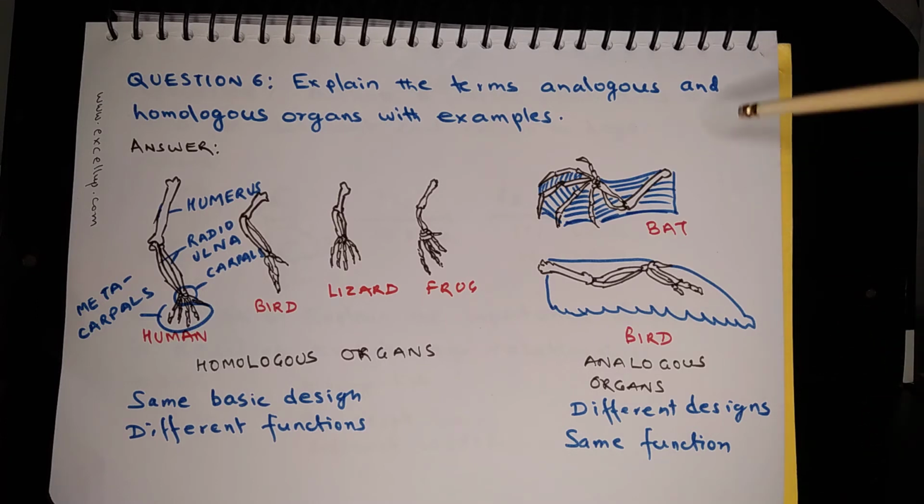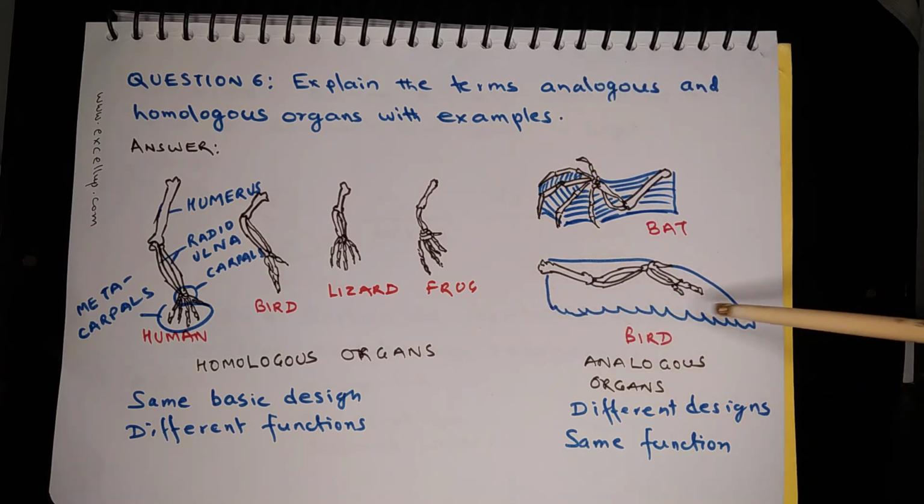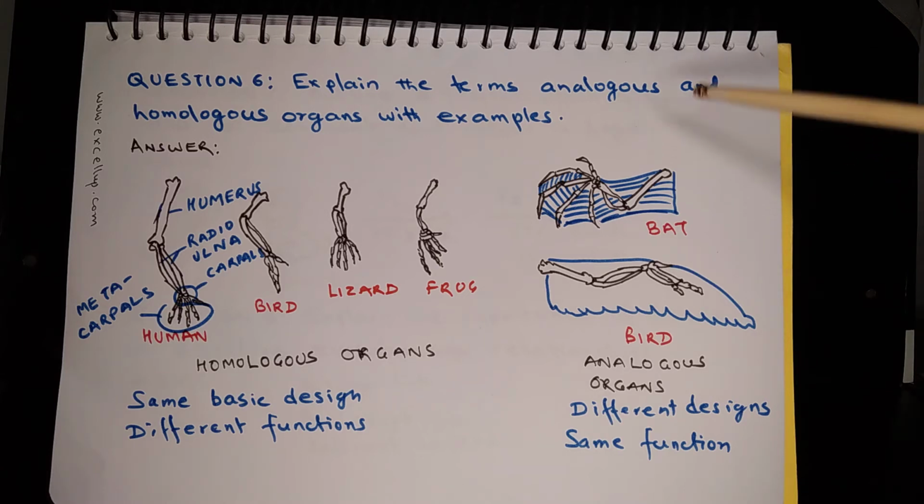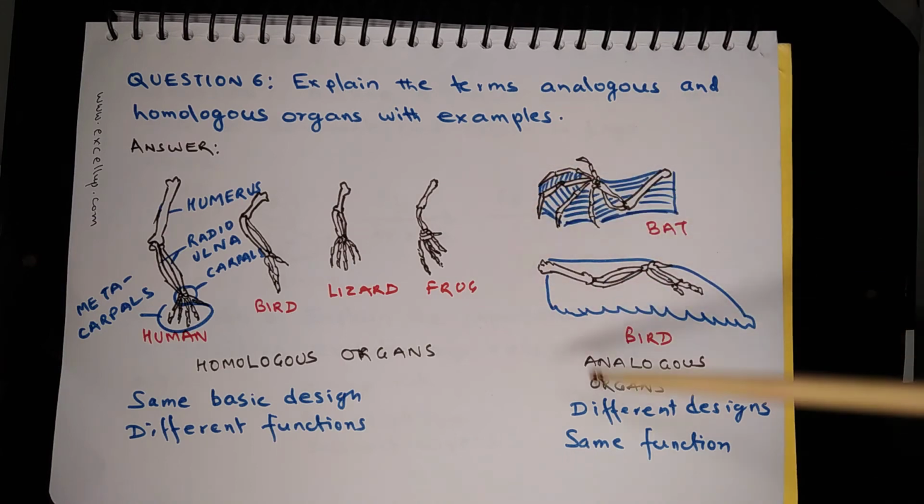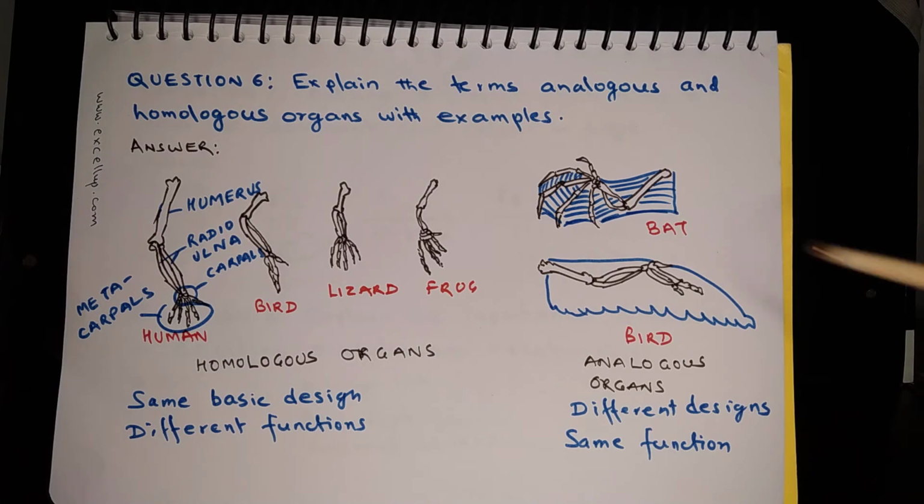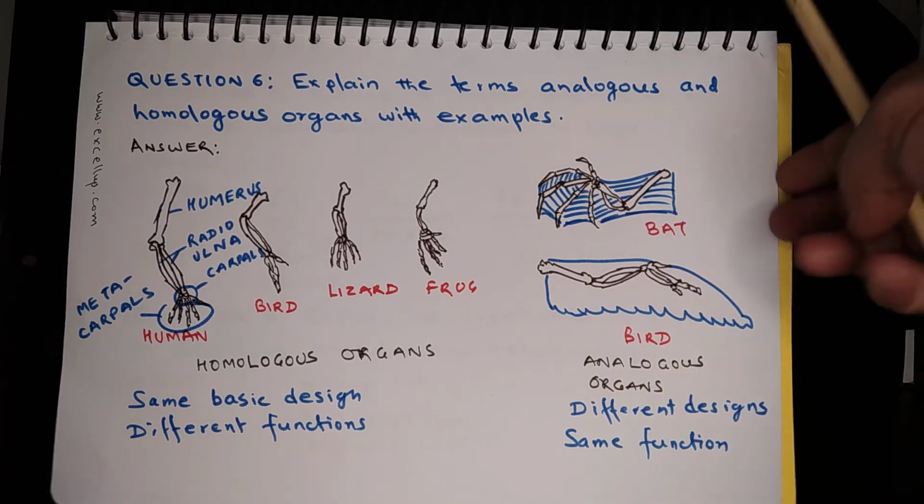These examples show analogous organs. This is the skeleton of a bat, and this shows the skeleton of a bird's wing. In both cases the wings help in flight, but in a bat, the wings are composed of the bones of phalanges, that is metacarpals. In birds, all the bones of the forearm are involved in the formation of wings. So the basic designs are different but they serve the same purpose, and that is why these are analogous organs.